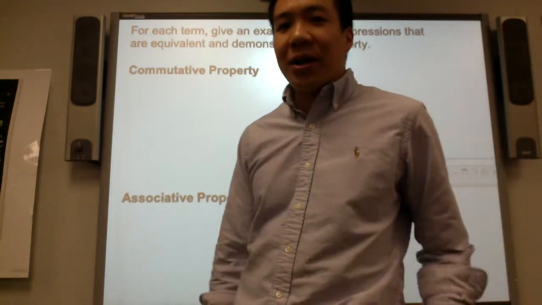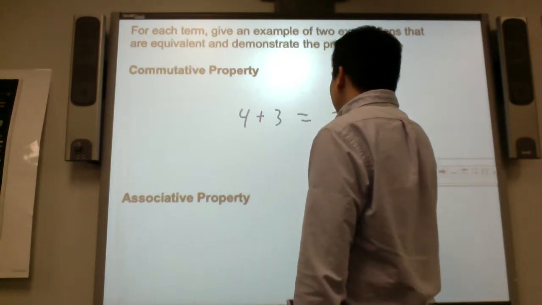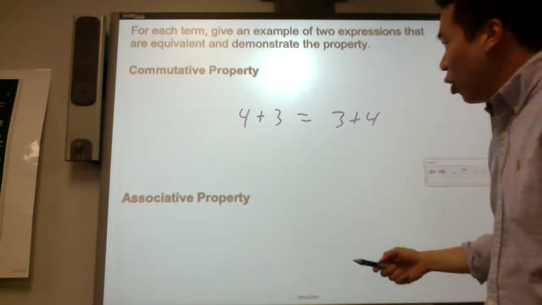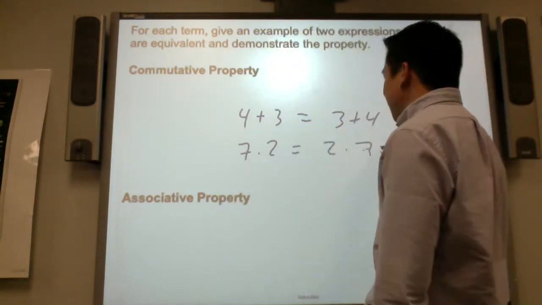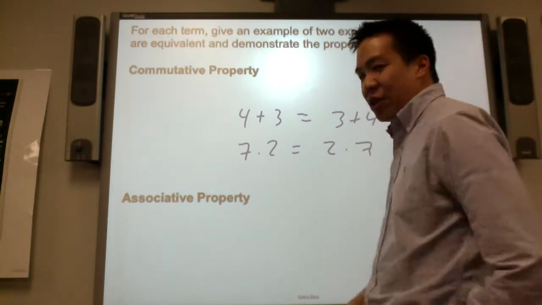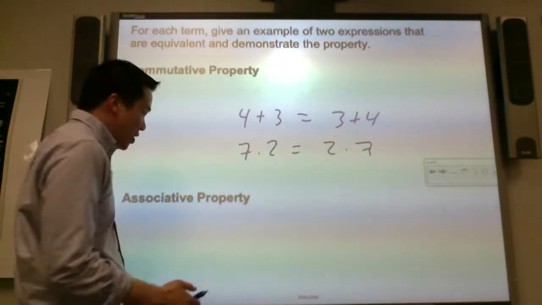So give an example, again, of the commutative property. The commutative property is back and forth. Is 4 plus 3 the same as 3 plus 4? It is the same. What about 7 times 2 being the same as saying 2 times 7? It is. Commutative property. Associative property is like associating with different numbers, like associating with your friends. You have different amounts of friends.